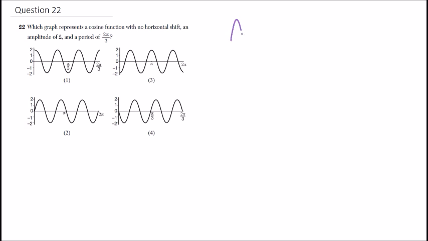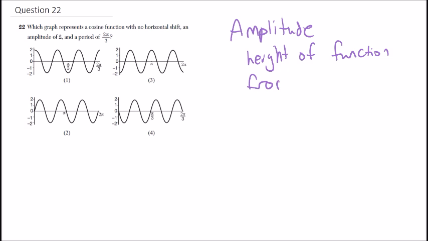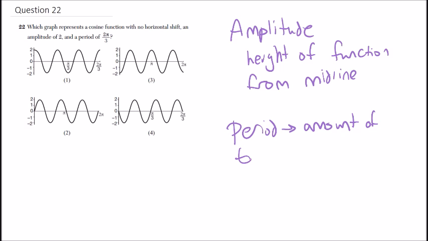Amplitude, in this case, refers to the height of your function from the midline. So amplitude is the height of your function from the midline. Okay. And the period, in this case, you're going to want to know is going to be the amount of time to complete one full curve.